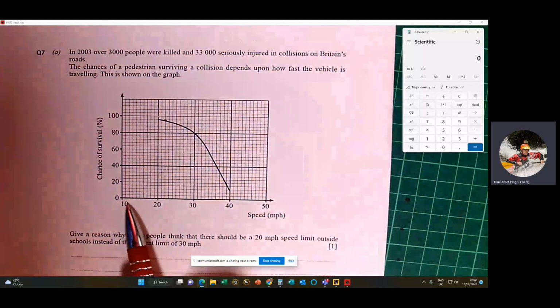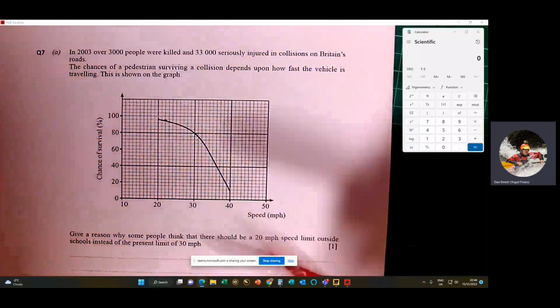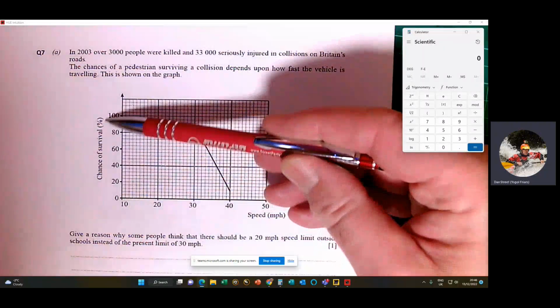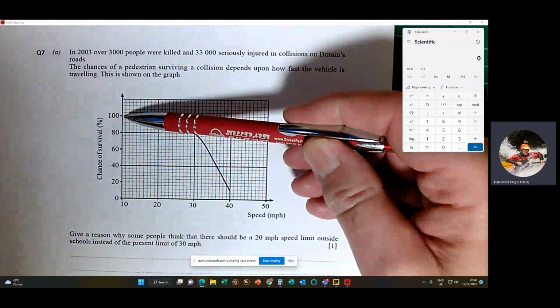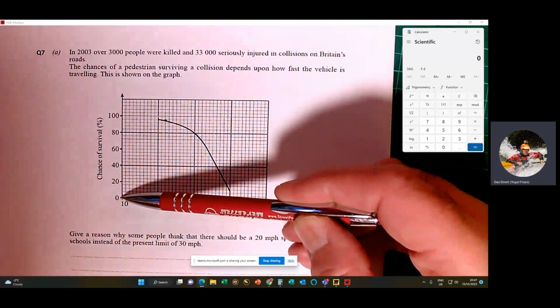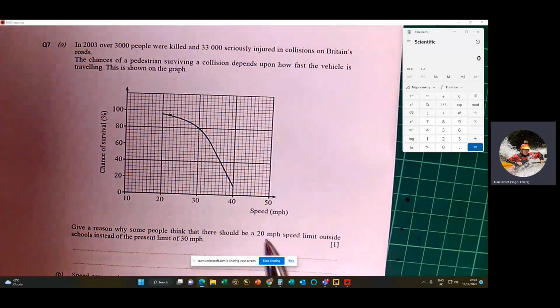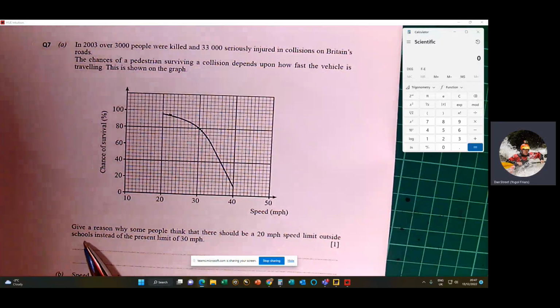On the bottom, we've got increasing speed of the vehicles from 10 to 50 miles per hour, and up the side, this is the chance of survival. So 100% chance is you will survive, 0% chance you sadly will be killed. So give a reason why some people think there should be a 20 mile per hour speed limit outside schools instead of the present limit of 30 miles per hour.